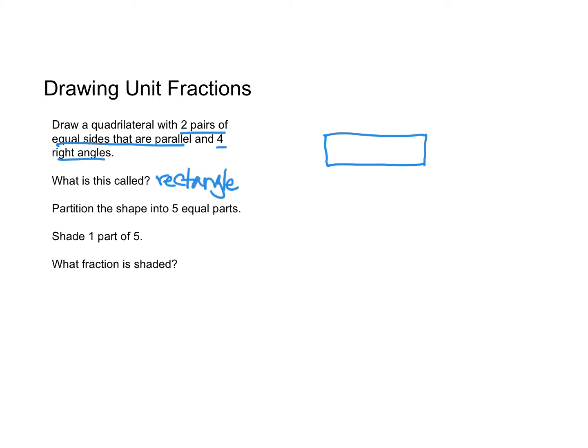Now I'm going to partition that into 5 equal parts. I'm going to do my best. You do your best with yours as well. Okay. Pretty even, not perfect. And I'm going to shade one of those parts. And again, what fraction is shaded? Well, 1 part is shaded out of the 5 that are there. So 1/5.